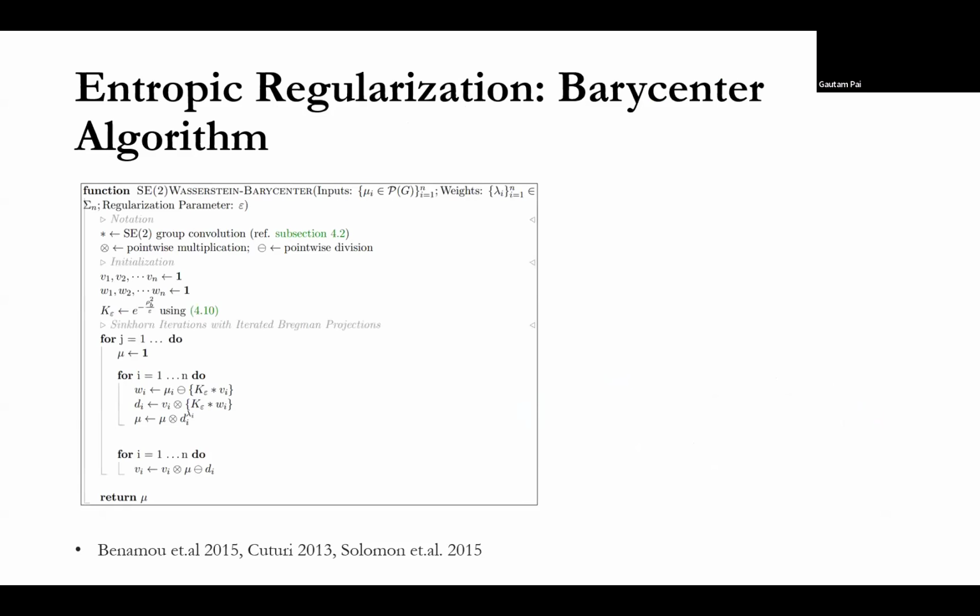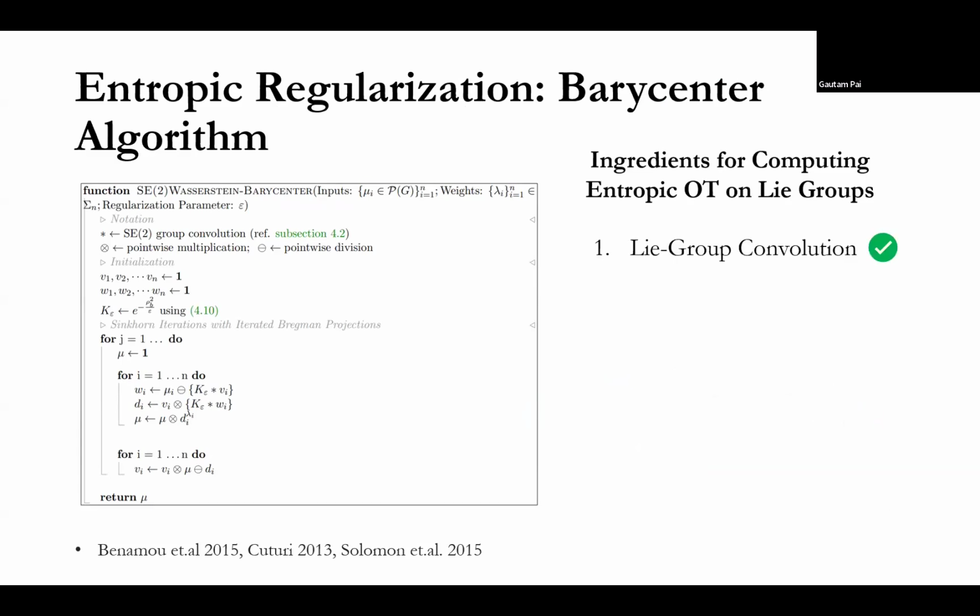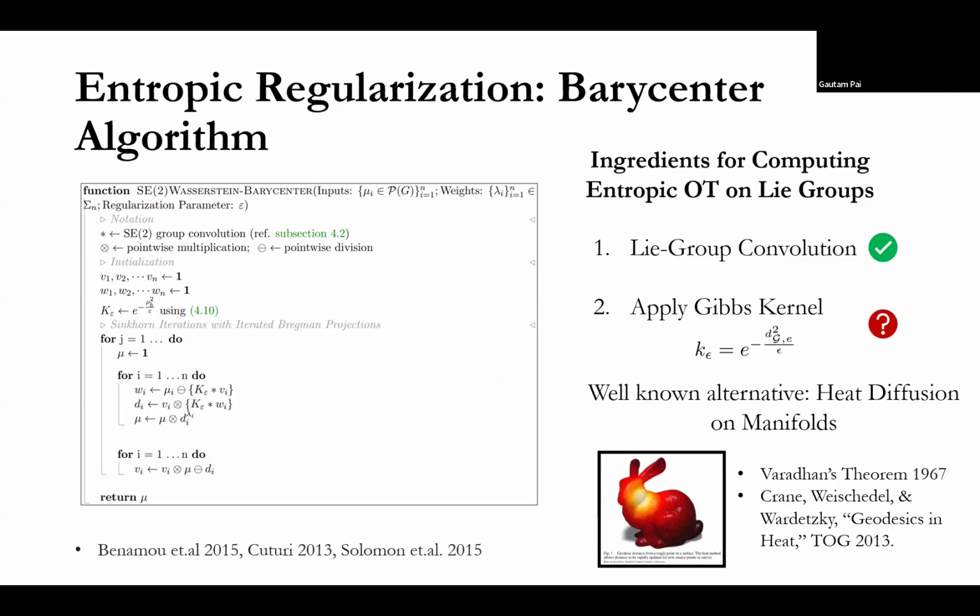Right, and so what we did was basically use much of the algorithmic machinery that's already available and just apply it to the Lie group SE2, right? If you look at the ingredients for doing that, Lie group convolution is something that's now quite widely available for various kinds of Lie groups, especially since they are used in various geometric deep learning architectures. You also would require a Gibbs kernel, which is given by e to the power of minus the actual geodesic distance on your manifold. And something that's well known is that instead of computing the Gibbs kernel or the geodesic distance, one can use heat diffusion on manifolds.